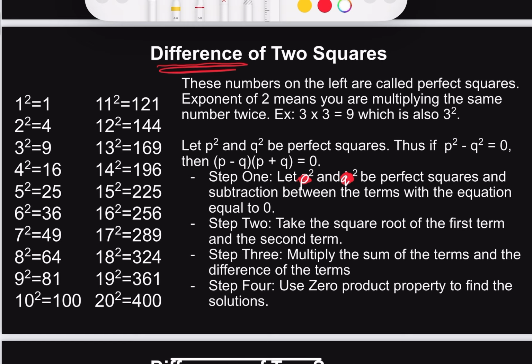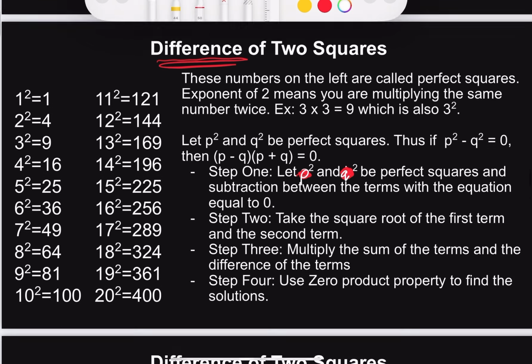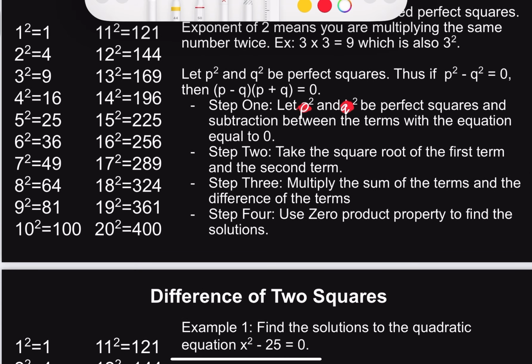So once again, take down this list of perfect squares. They may be on the next slide, which they are, and keep that in the back of your head. Look for these numbers, 1, 4, 9, 16, 25, 36, and so on and so forth. Those indicate perfect squares.